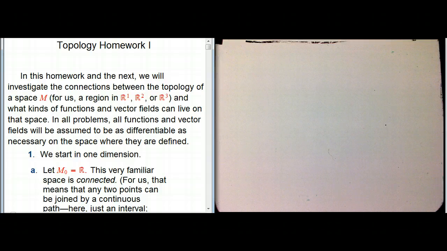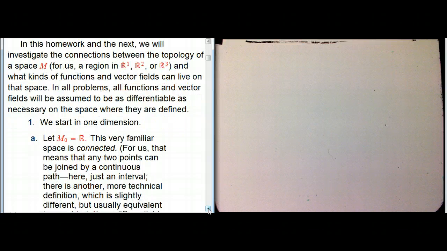So take a look at this if you want to pause the video for a second, if you actually want to read that. We're going to be looking at the connection between the topology of a universe, some sort of space to live on, and those can be fairly complicated and abstract, but for us it's just going to be a region in the line, the plane, or space, at least until we maybe think more about forms. A link between the topology of that and what kinds of functions and vector fields can live on the space.